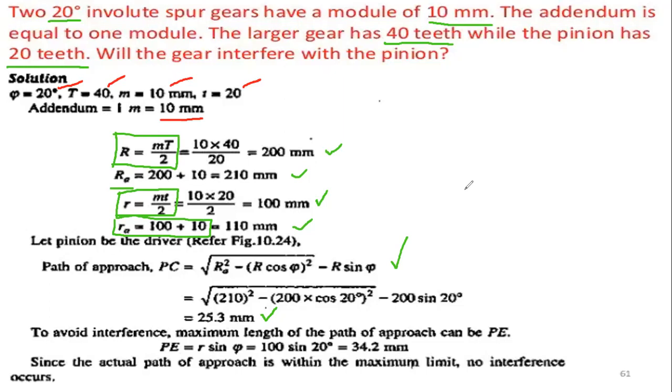That is R sine phi, that is 100 of sine 20 degrees. In total, we got 34.2 mm. So whenever we got the path of approach as 25.3, this is within the maximum limit. So the actual path of approach is within the maximum limit. Therefore, no interference occurs there.